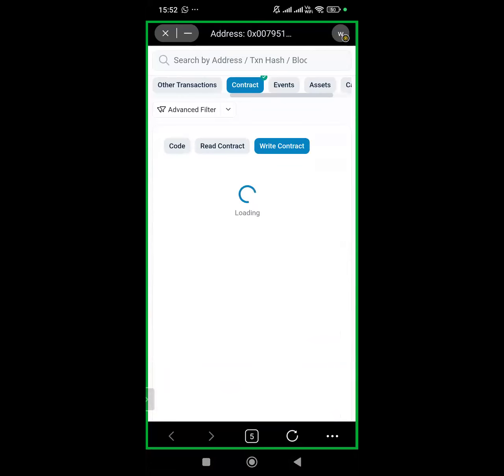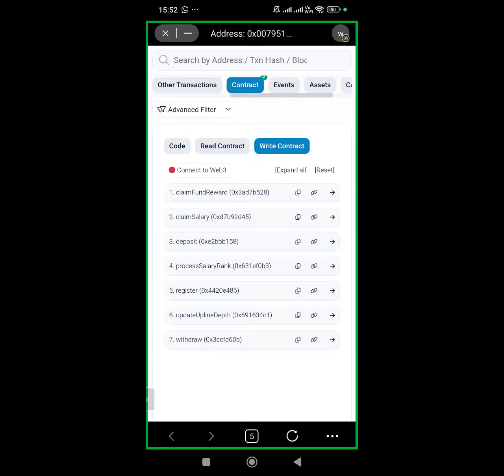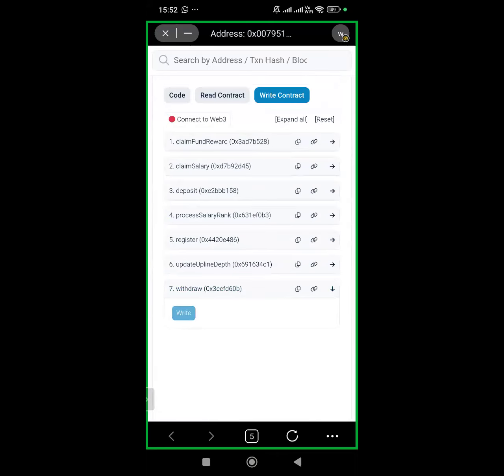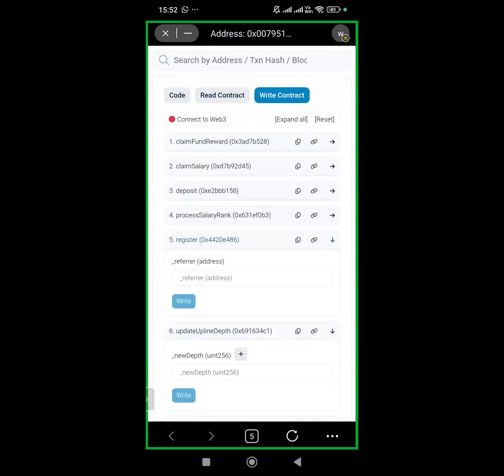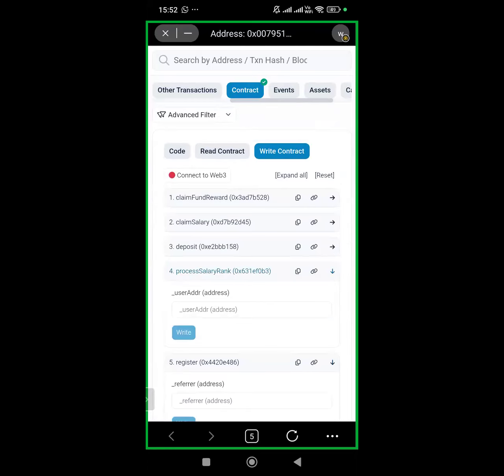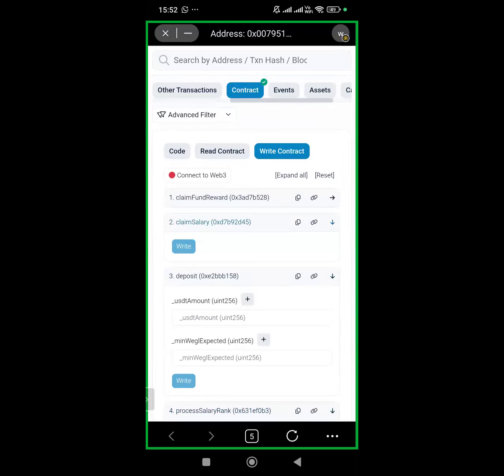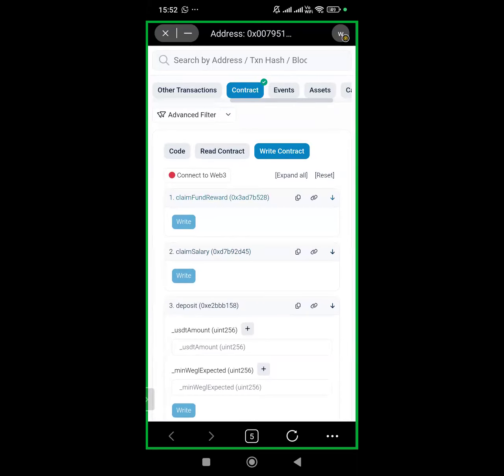If you go on the write contract, why do we write the contract? We write the contract to get access. But here you see any access for the owner? Just we can withdraw, just connect wallet, because this is a payout address. What can we get? We can withdraw, we can register, we can process our salary, we can deposit, we can claim our salary, we can claim our fund reward. There is no other option. How can the owner remove when there is no option in the write contract?